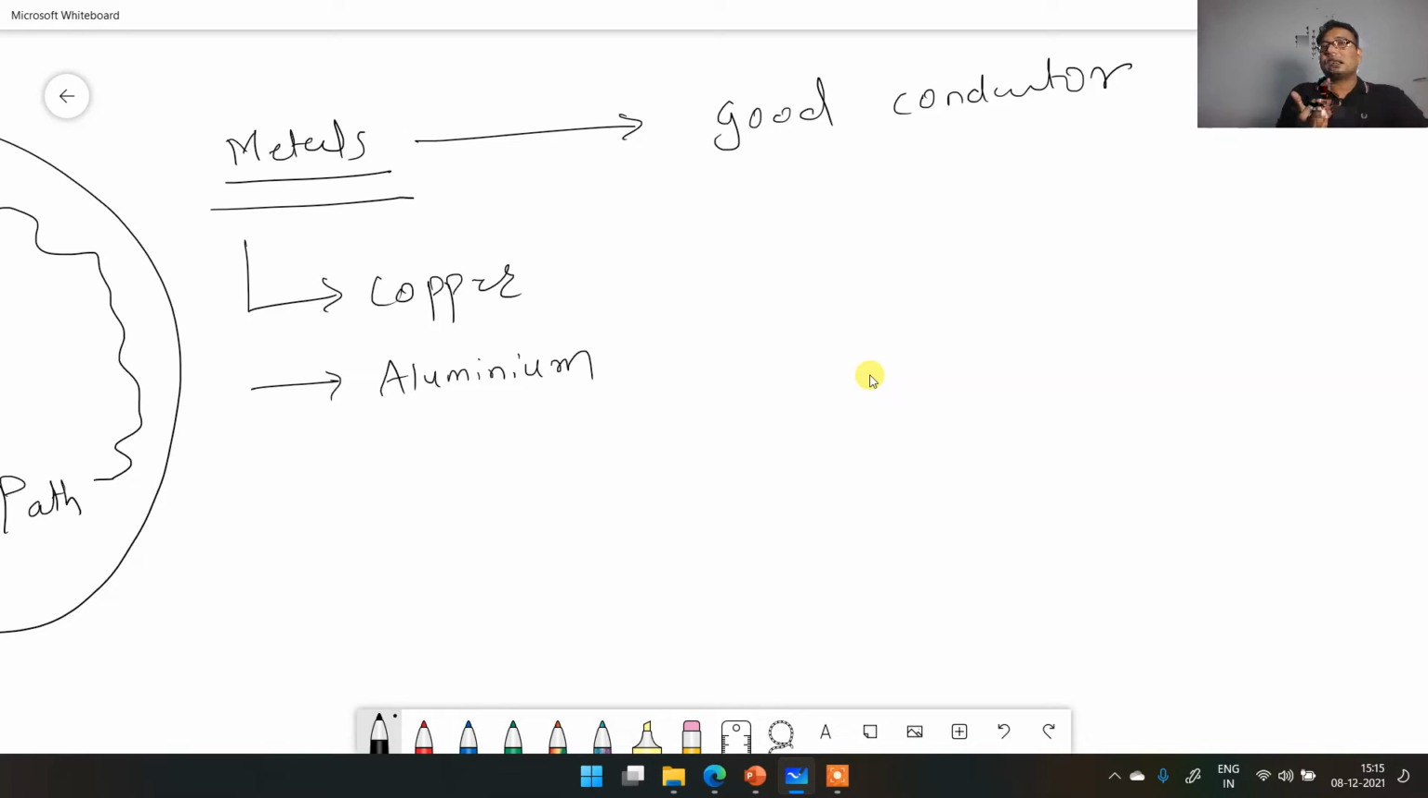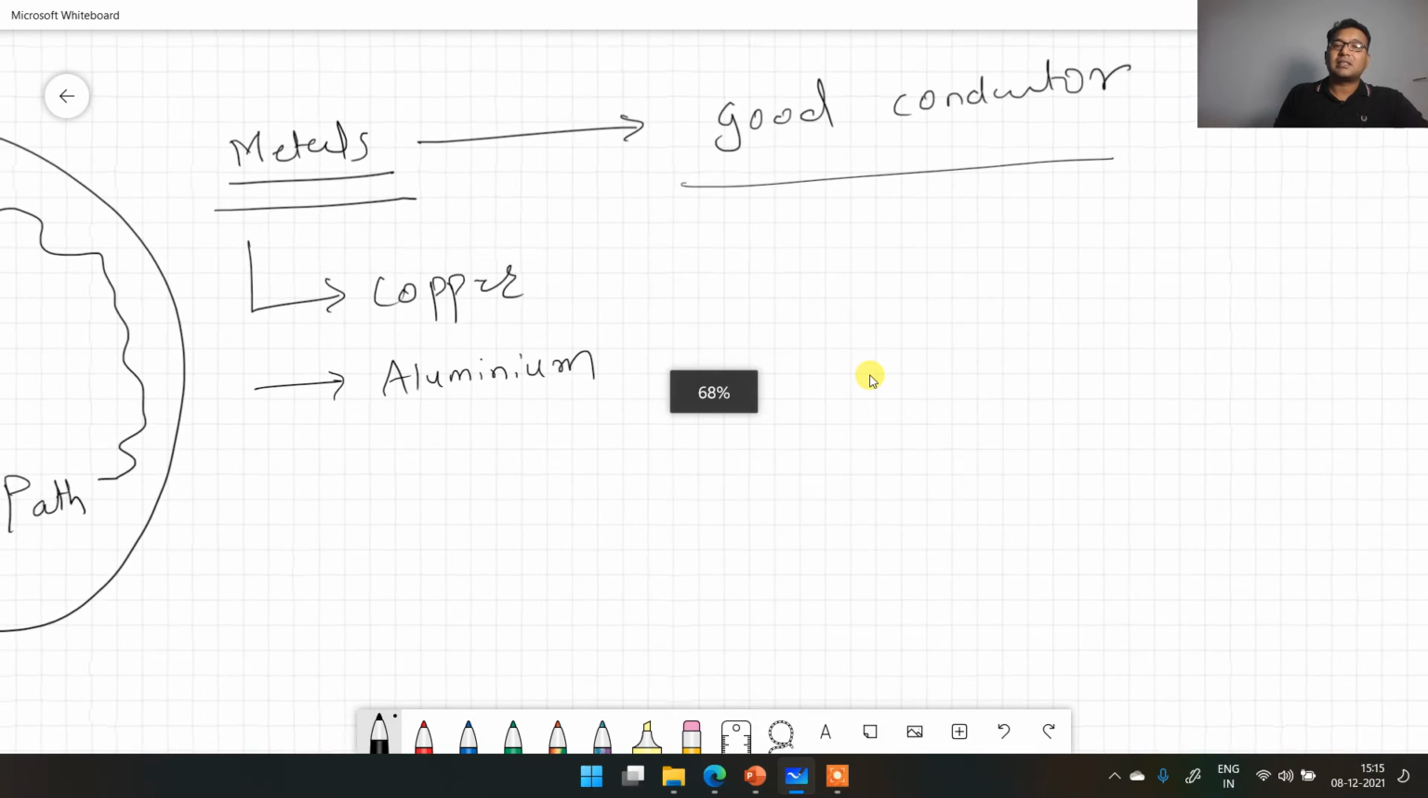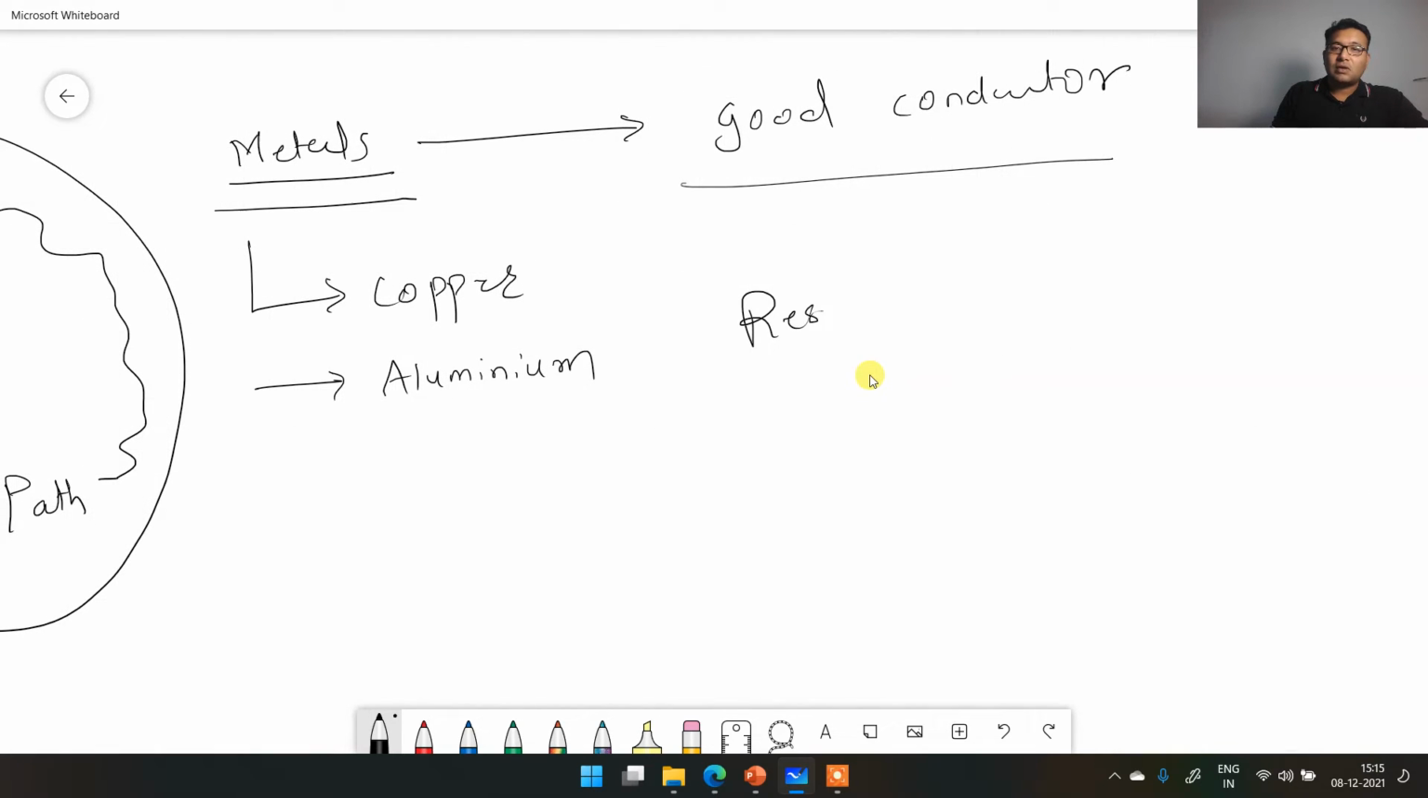Now then, how do we avoid a short circuit, or what should come into the picture in order to understand the current very well? So to understand the current very well, we need to introduce a concept called resistance. This is also called resistance, or in very simple language, I'll call it load.